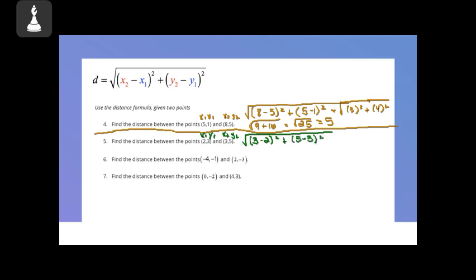3 minus 2 is 1, which we will square, and 5 minus 3 is 2, which we will square. 1 squared is 1, 2 squared is 4. So we have the square root of 1 plus 4, which makes the square root of 5. We cannot simplify the square root of 5, so this problem is done.